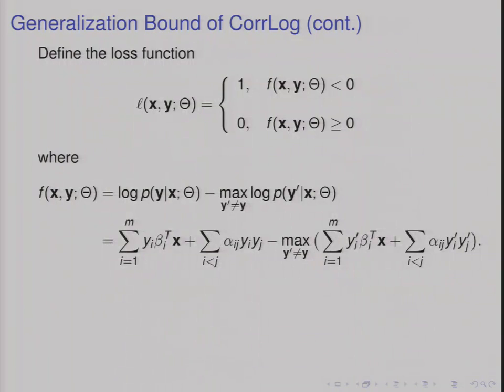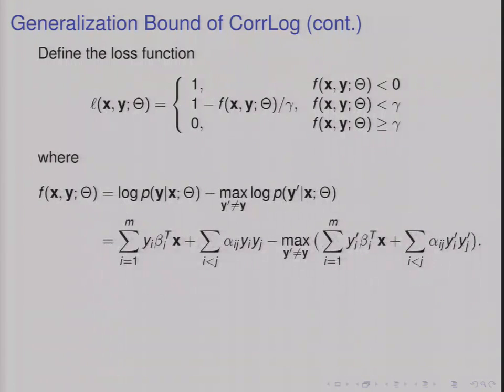However, the disadvantage of this loss function is that it is discontinuous. So we slightly change it by introducing a margin gamma. Then if the decision function is larger than gamma, we have no loss. But if the decision function is smaller than gamma, we have a 1 minus f over gamma loss.